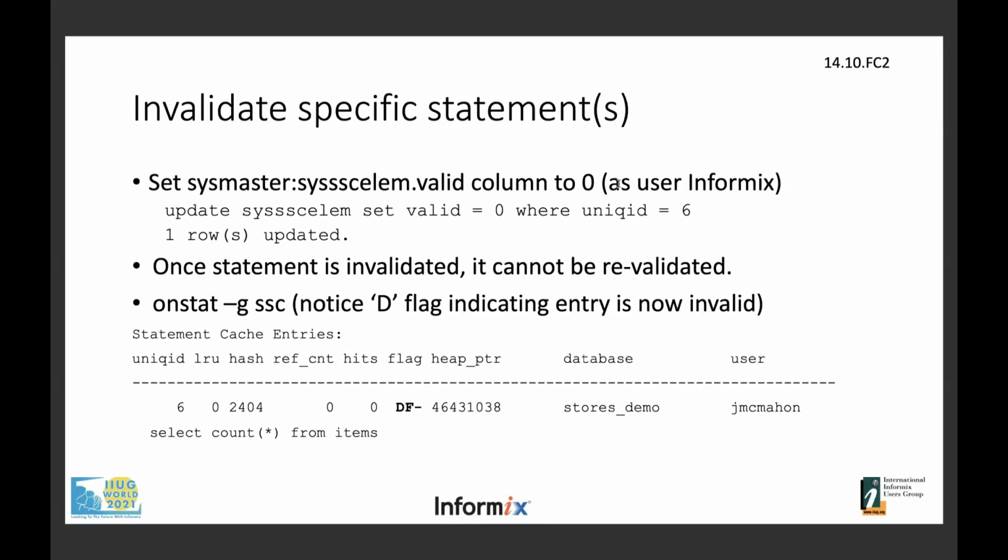Can I just selectively decide which of the statements in the cache that I don't like, so I don't have to purge the entire cache and let the whole cache rebuild? Using that same table, this is one of the sysmaster tables that's actually updatable. There's a couple of them that are updatable, but most of them are just read only. This is the reason I added this valid column. If we want to make that particular query invalid, we can just update it to be 0.